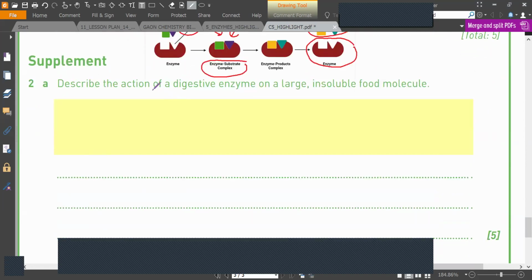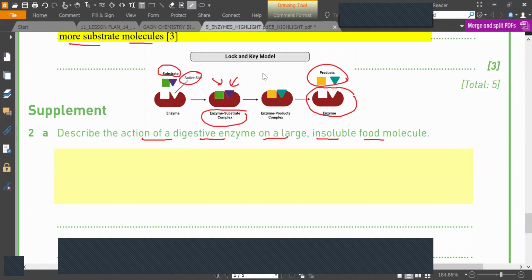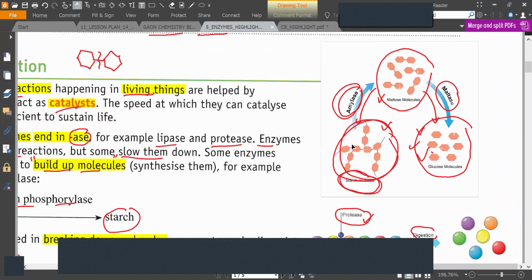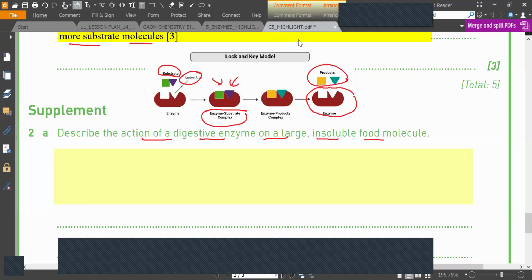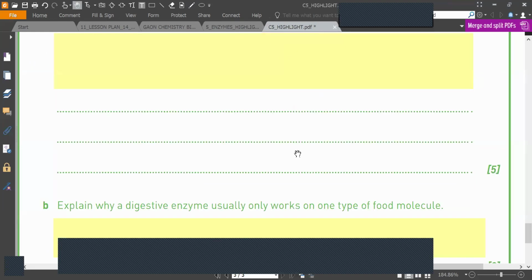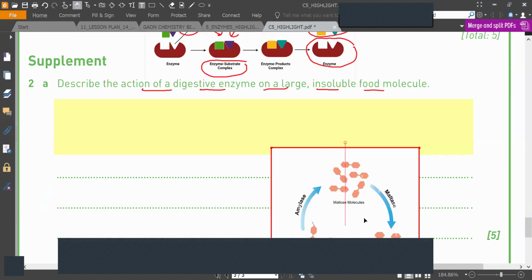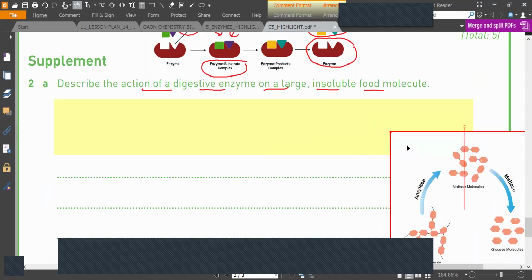Next. Describe action of digestive enzyme on a large insoluble food molecule. This is what we're talking about, this one example, like the starch.